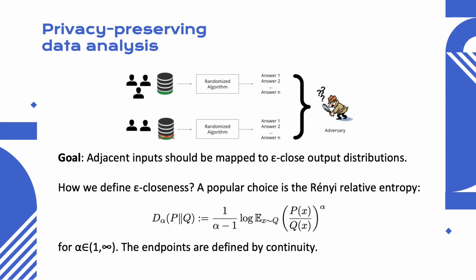In privacy-preserving data analysis, we want to perform a computation on a statistical dataset and then release the output. We have an extra requirement, the privacy requirement, that says that similar inputs should be mapped to epsilon-close output distributions. But how do we define closeness? One popular choice is the Rényi relative entropy, parameterized by a parameter alpha between 1 and infinity. Remark that for alpha equal to 1, we obtain the relative entropy, that is the Kullback-Leibler divergence, and for alpha equal to infinity, we obtain the max divergence.